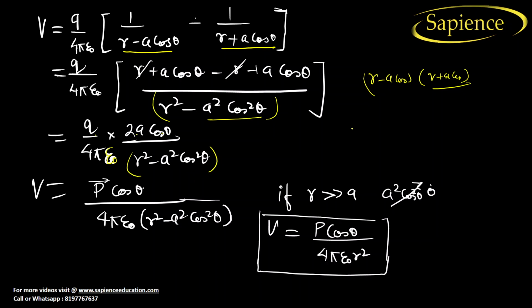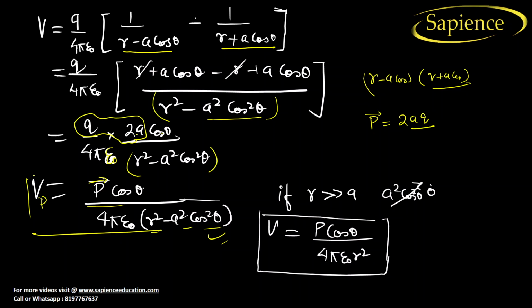Now we were finding the potential due to a dipole. So dipole moment means what? This P is equal to 2 into A into Q. Now you have seen that 2A into Q is here. So can we write P cos theta by 4 pi epsilon naught into R square minus A square cos square theta. So this is the total net potential, right? Net potential at a point P we have got.